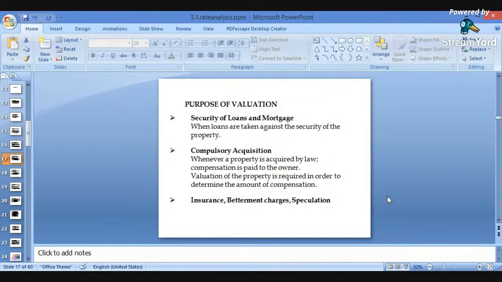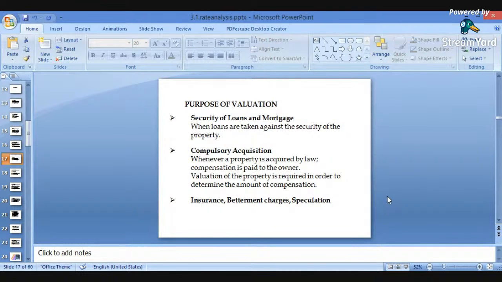Again, compulsory acquisition. Suppose there is an irrigation land, and we have to acquire that land for water supply pipelines, for the construction of roads, or for electricity poles. At that time, there is no option to avoid the acquisition, so we have to compulsorily acquire the land. At that time, we have to pay some amount to the owner, the person who has that irrigation land. So for compulsory acquisition, this valuation plays an important role.